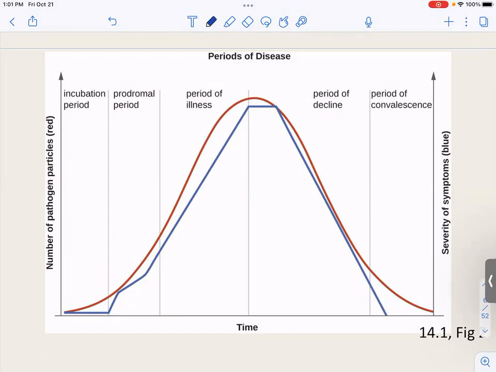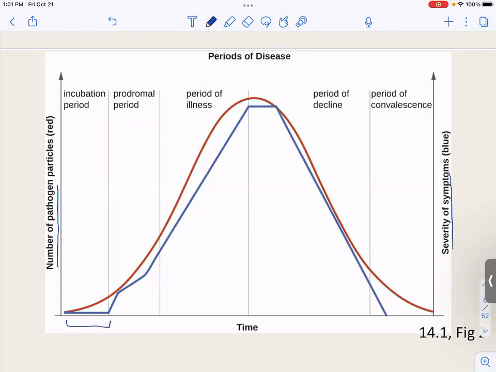And so in this graph, you'll see the red line corresponds to the number of pathogens, and the blue line is the severity of the signs and symptoms. So you can see typically when you have an increasing number of pathogens, that's going to be reflected in the host's severity of symptoms. But right at the beginning here, you can see that they don't quite match up.